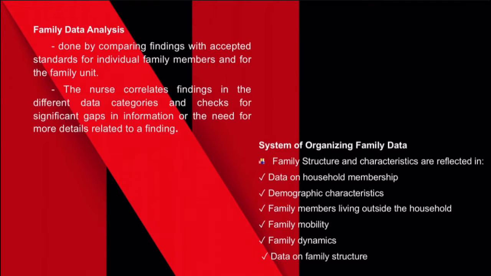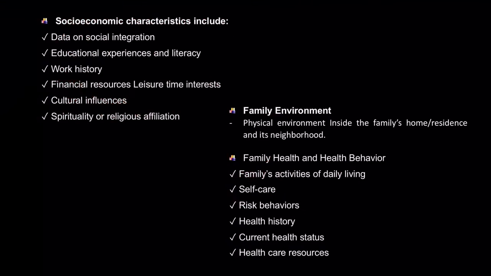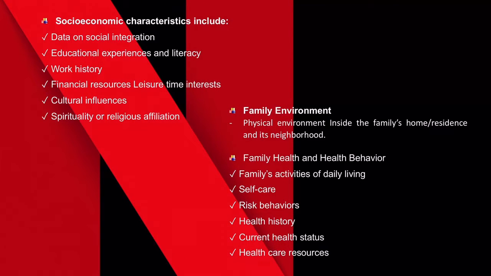And the sixth is the data on family structure. This refers to the family arrangement, as mentioned, such as the nuclear family, which is deemed as the ideal family, where the two parents are present and they have a child or more. Moving on to the socioeconomic, which tackles how economic standing affects the family and their social relationships.